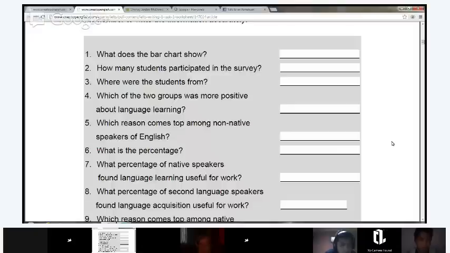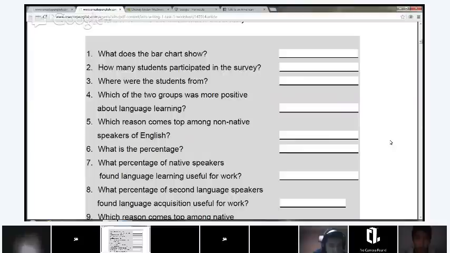Which reason comes top among non-native speakers of English? And the answer to that question is what? Improve job prospects. Right. So give me a sentence telling me about that. Improve job prospects is top among non-native speakers of English. No, that's close. You would pretty much reverse that. So, the reason that comes top among non-native speakers of English is to improve job prospects.